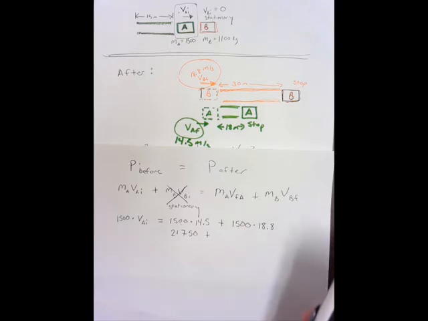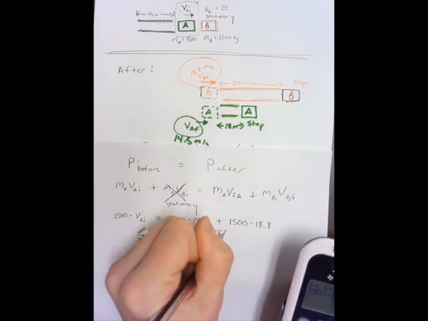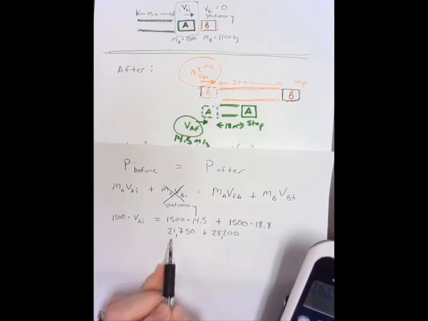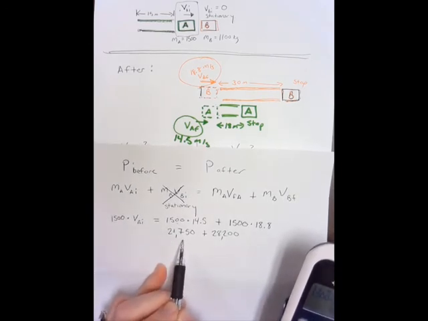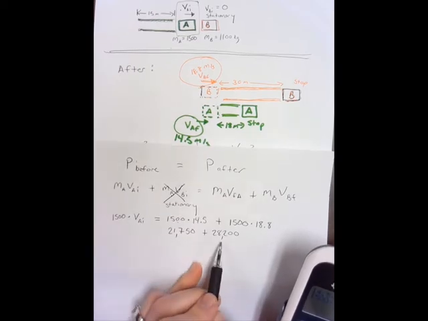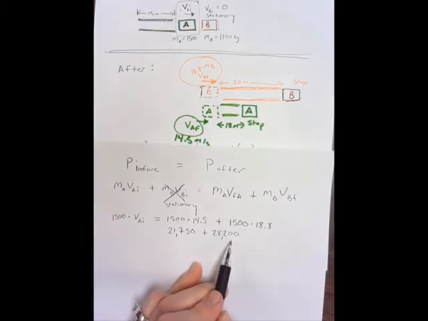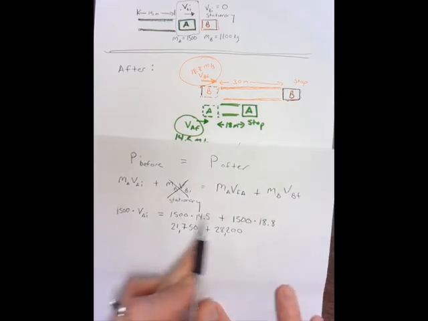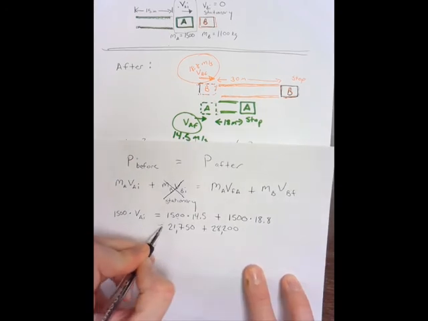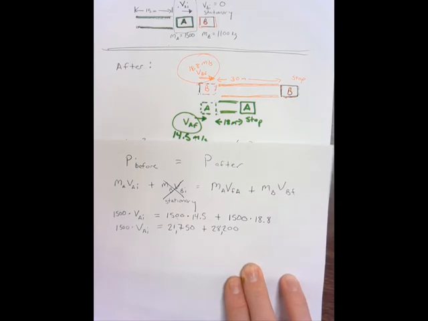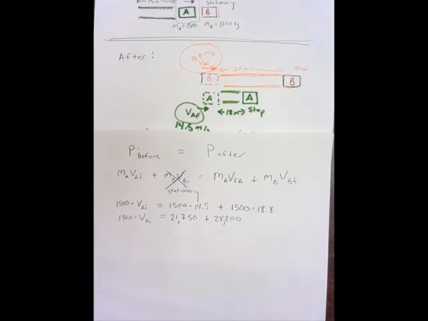All right, so for car A, after the collision, I have 21,750 kilogram meter per second momentum. For car B, after the collision, I have 28,200 kilogram meter per second momentum. They're both sliding to the right, so these are both positive. And all of that momentum came from the fact that car A came into this collision at some starting speed, and that's again what I'm looking for. So total system momentum is 49,950.